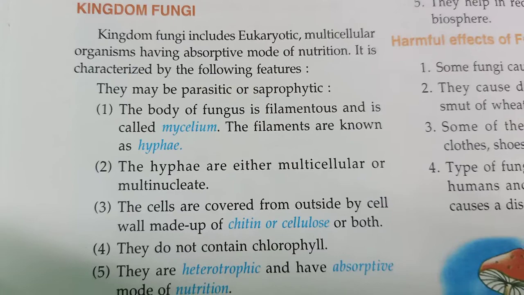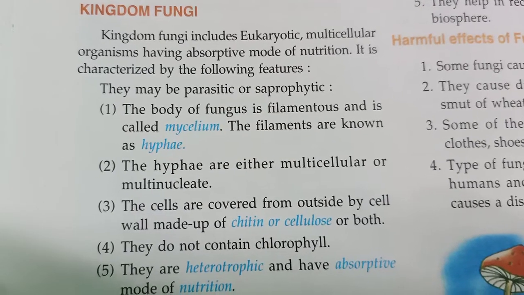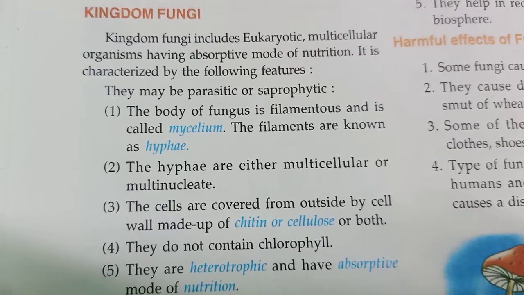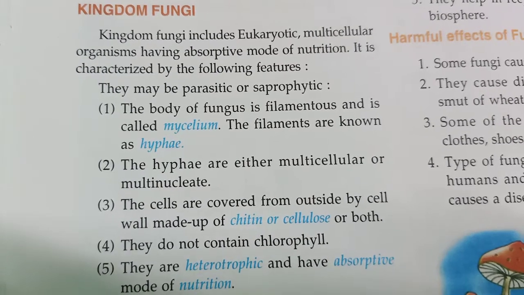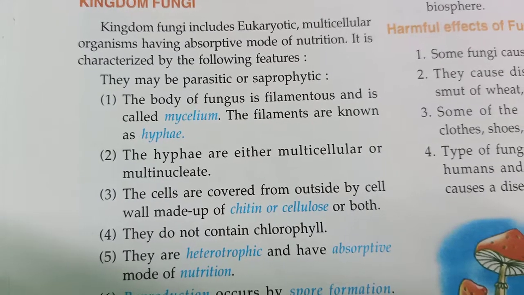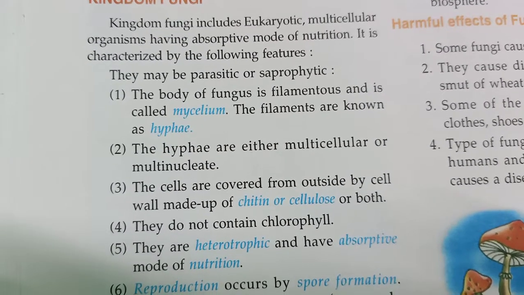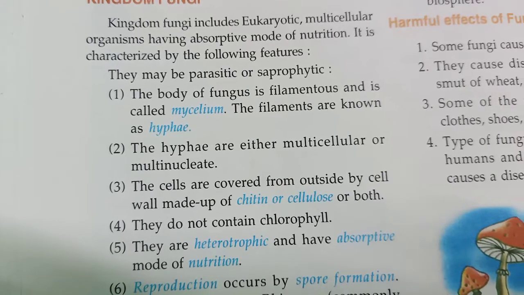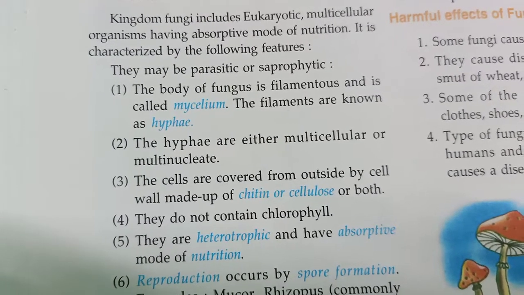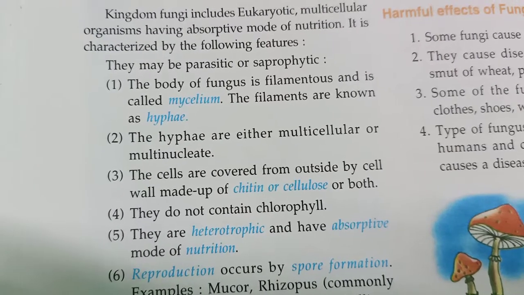Now following features are there for kingdom fungi. Number 1, the body of fungus is filamentous and is called mycelium. The filaments are known as hyphae. Second point, the hyphae are either multicellular or multinucleate. Means hyphae, they may be multicellular, they may contain many cells, or they may contain many nuclei.